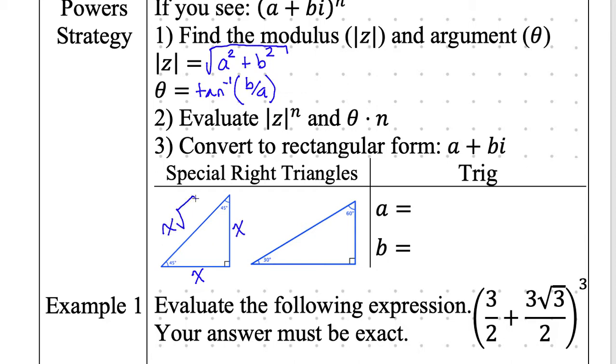There is x root 2. And what about the 30, 60, 90? I'll give it to you. 30, 60, 90. If I have the short leg as x, then what happens?